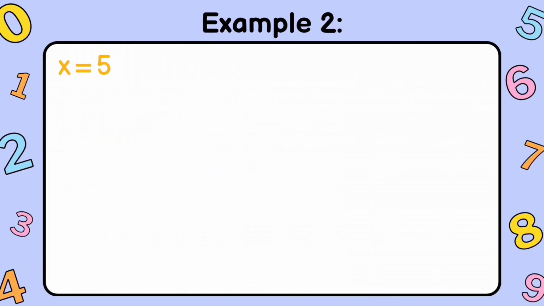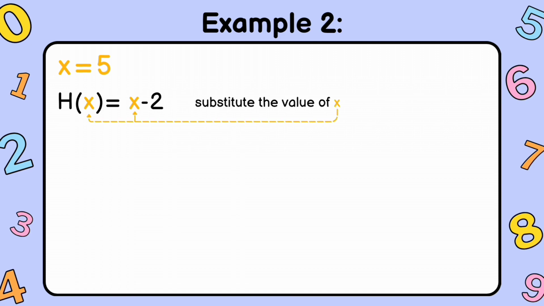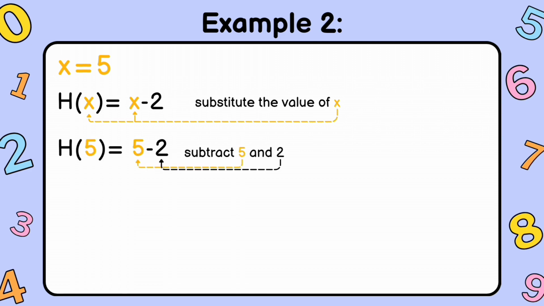Let's consider a different type of function, an absolute value function. h of x equals the absolute value of x minus 2. If we want to evaluate this function at x equals 5, we need to substitute the 5 in place of x in the function. So, h of 5 equals 5 minus 2. So, the value of the function h of x equals x minus 2 at x equals 5 is 3.